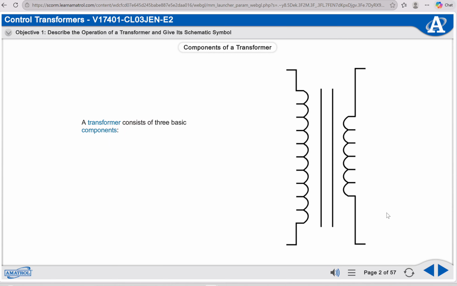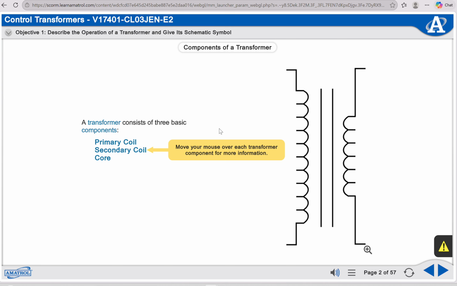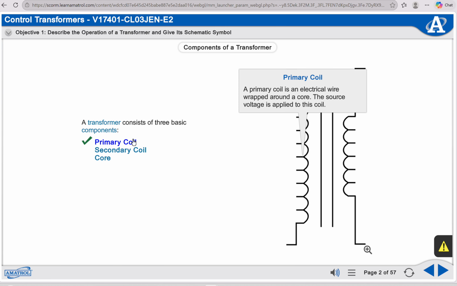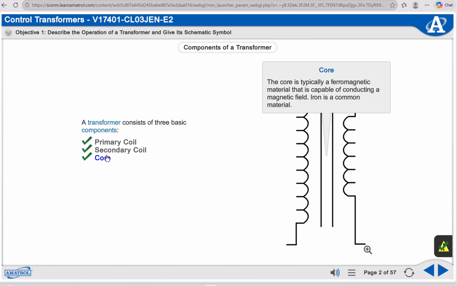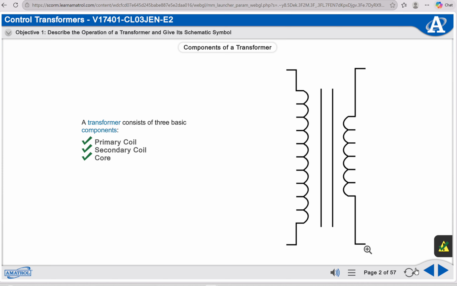A transformer consists of three basic components: a primary coil, a secondary coil, and a core. A primary coil is an electrical wire. A secondary coil is an electrical wire. The core is typically a ferromagnetic material that is capable.